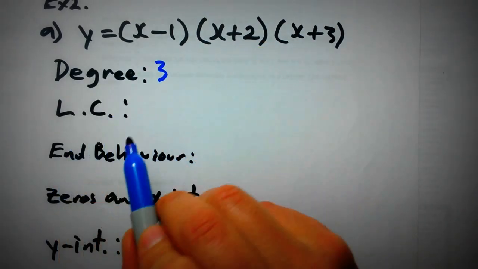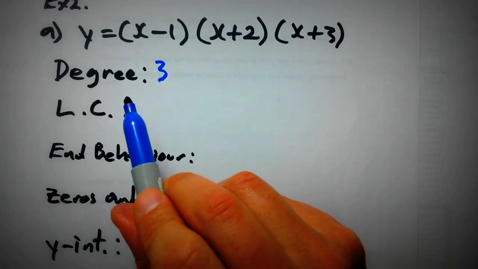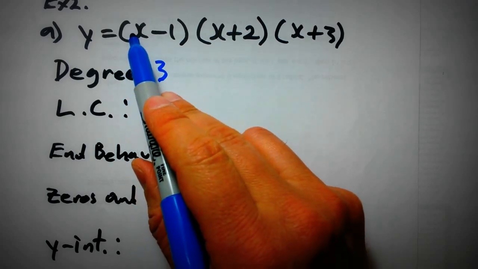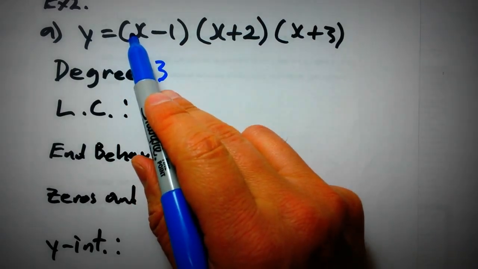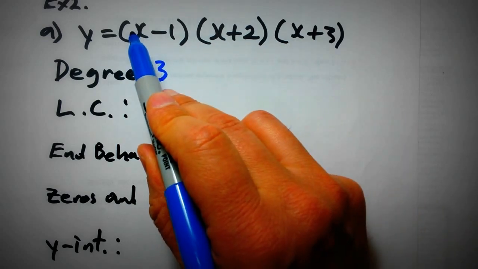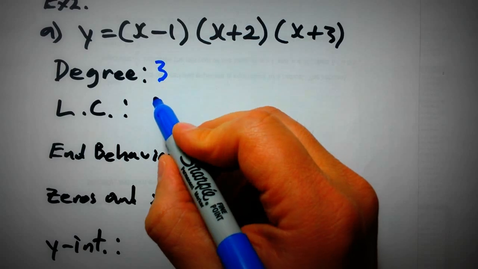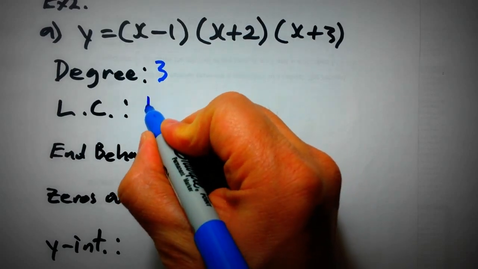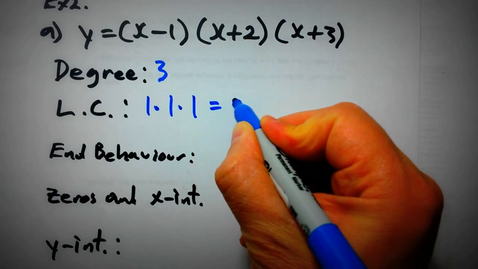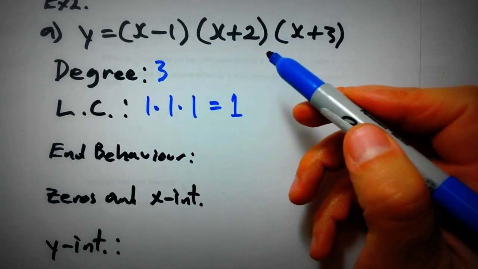What is the leading coefficient? Basically, to find the leading coefficient we multiply the coefficients of each of the x terms. So we have a coefficient of 1 there, another 1, another 1, so 1 times 1 times 1 gives us 1. So the leading coefficient is 1, and we know that it is positive too.